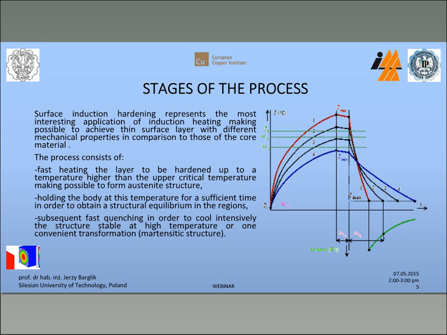The second stage is a very short one, holding the body at this temperature for a short but sufficient time in order to obtain structural equilibrium in the regions. And the last stage is totally classical: fast quenching in order to receive a stable martensite structure. And of course, the speed of cooling results in hardness, as you see in the picture.